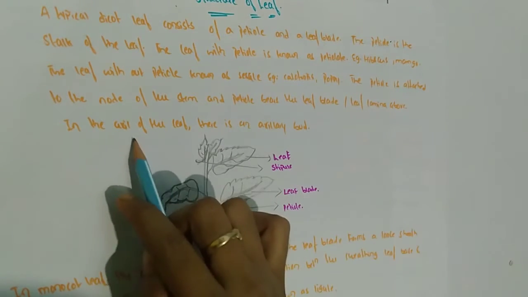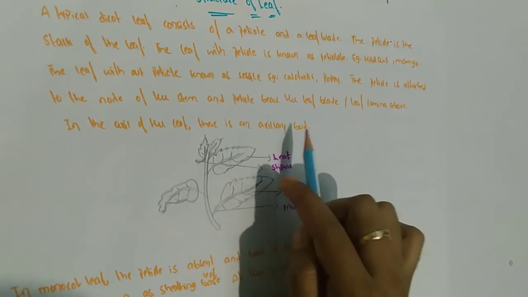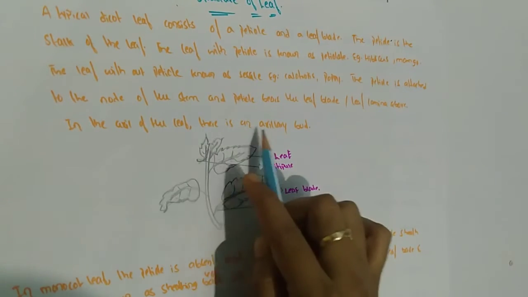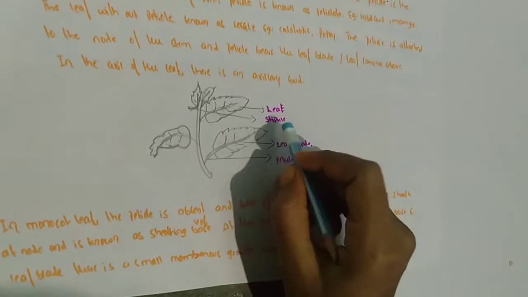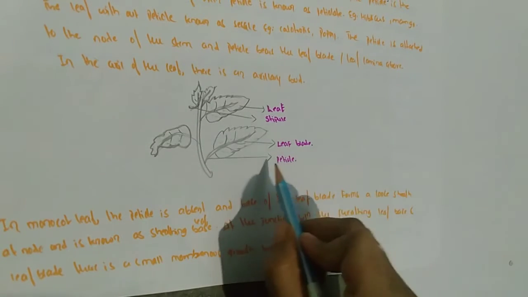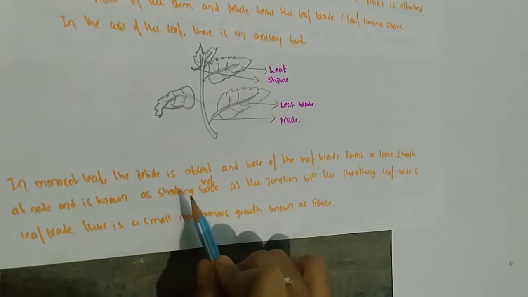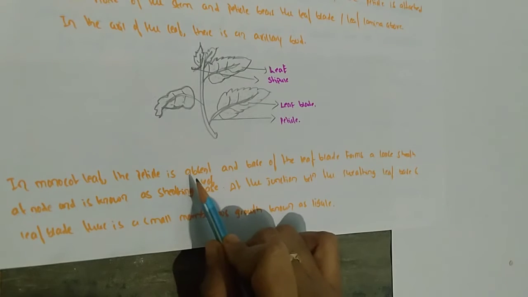In the axil of the leaf there is an axillary bud. A leaf has a leaf base, stipules, petiole and leaf blade. In a monocot leaf, the petiole is absent.